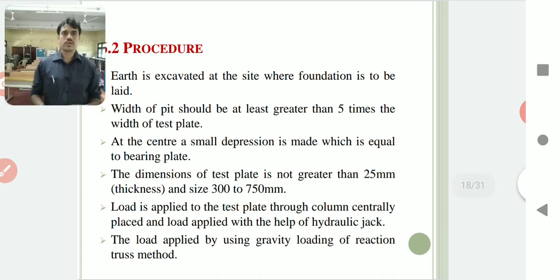That is the second point. And then at the trench we are going to mark the center. At the center a small depression is made which is equal to the bearing plate. So we have made a trench of size 1500 mm. We will mark the midpoint of that, that means 1500 divided by 2, so that means 750 mm. So from any end you will measure 750 mm. So we will mark the midpoint. At that midpoint we have to place the plate in such a way that the center of the plate must coincide with the center of the trench. That is important. At the center we are going to place the plate. That is the third point.